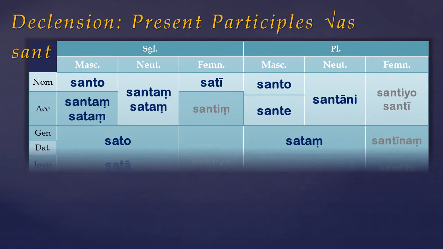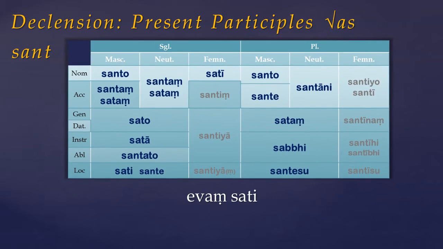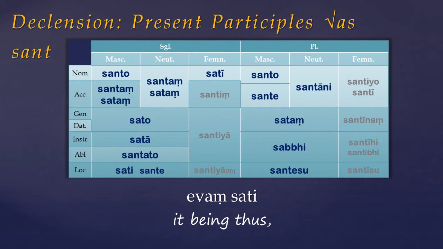An exception to this is the present participle of the verb root as, which is sant, meaning being or existing, and this is a little irregular. I can't actually find a full paradigm in the feminine. The locative form, sati, often occurs in locative absolute clauses. For instance, evaṃ sati, meaning it being thus.